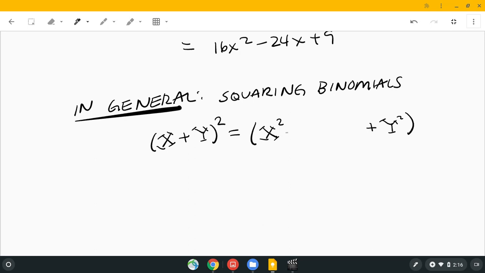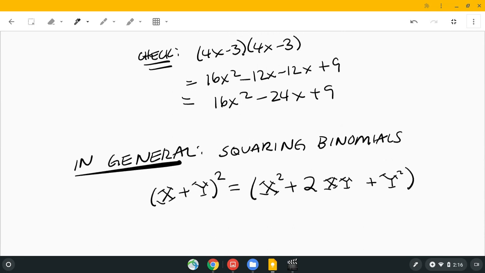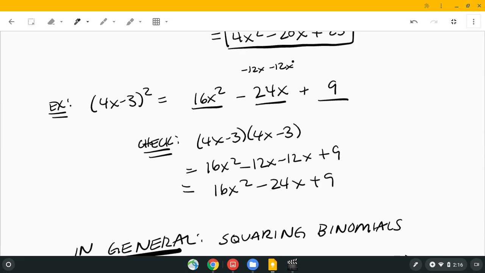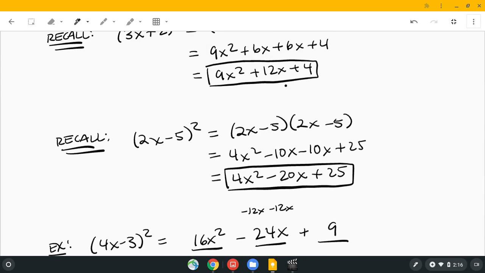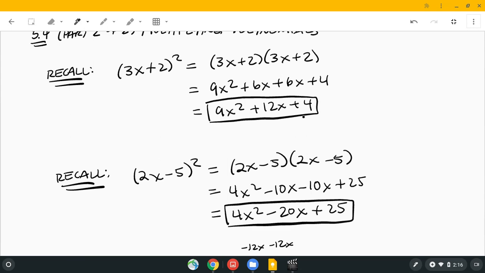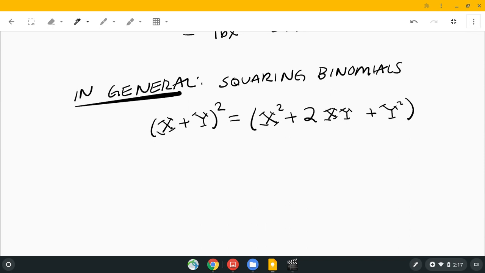And then for the middle, we're going to get xy twice, right? So we're going to get this product, but we're going to get it twice, right? Just like we saw here. We saw that we got the negative 12x, negative 12x, that product, okay? And same thing here, negative 10x, negative 10x. It always appears twice, 6x, 6x, and it happens twice, okay? So we have their product, xy, and it happens twice.